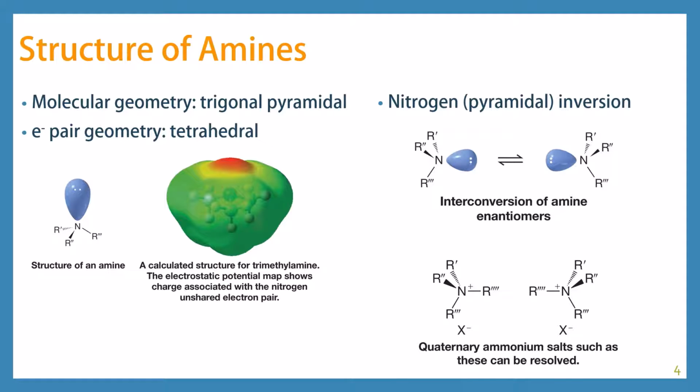However, if you have a quaternary ammonium salt, you're not going to have that inversion anymore because you no longer have the lone pair. And so you can actually have enantiomers of the ammonium salts.